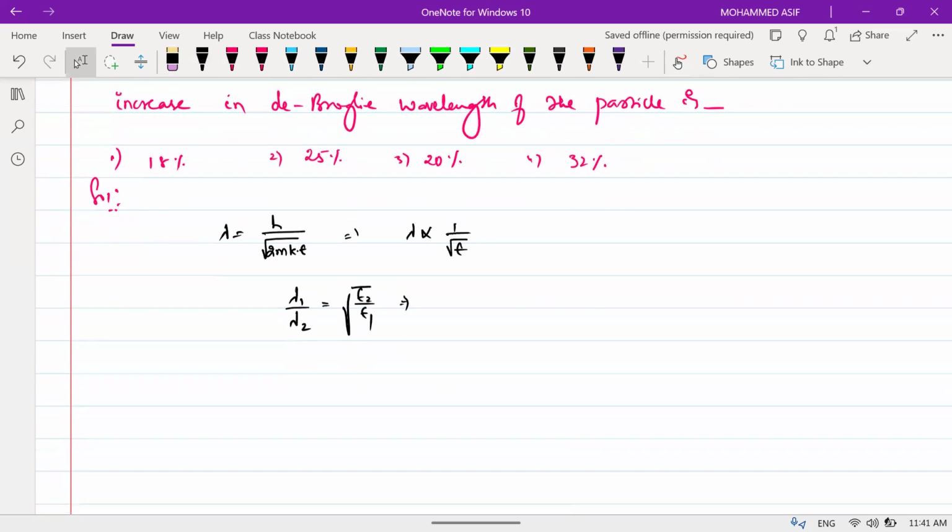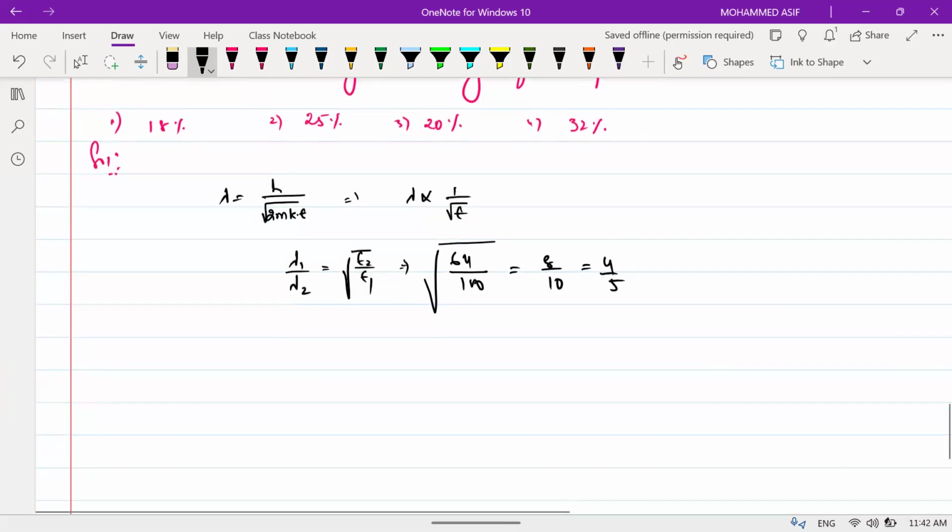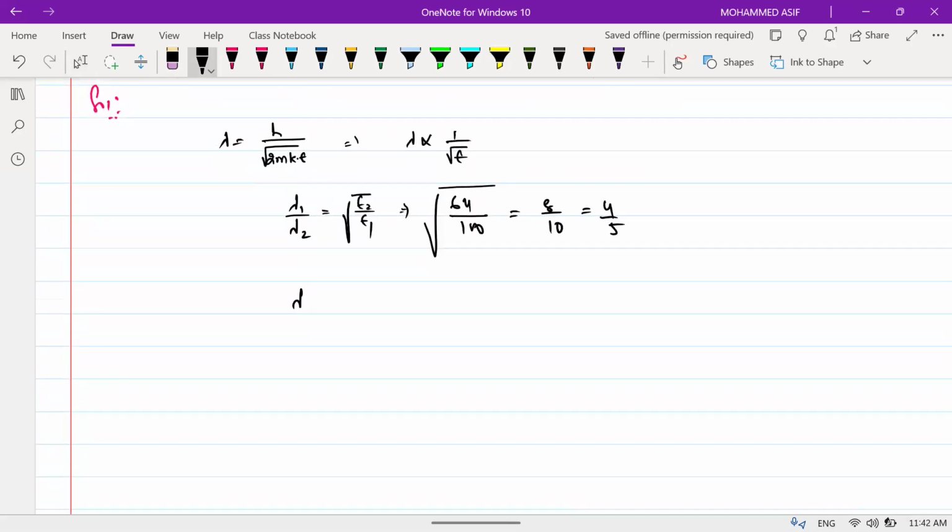With a 36% decrease, the remaining is 64, and the initial is 100. So that is 8 by 10, which is 4 by 5. So lambda 1 by lambda 2 is 4 by 5. He is asking the percentage, so lambda 2 minus lambda 1 divided by lambda 1 times 100 equals 5 minus 4 divided by 4 times 100. That is 1 by 4 times 100, which is 25%.